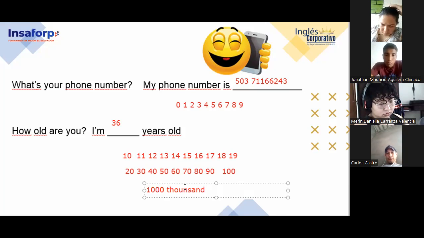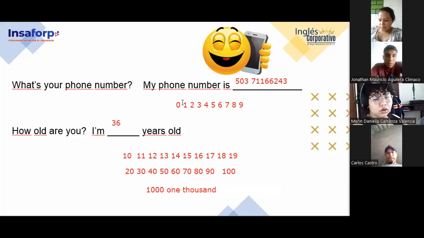Thousand. Perdón, thousand, right? 1000. But una de las cosas es que después del 100 va 101. All right, 101, 102, etcétera. Solo vamos a ir agregando estos mismos números que tenemos acá, ¿verdad? Estos que tenemos en este cuadrito.